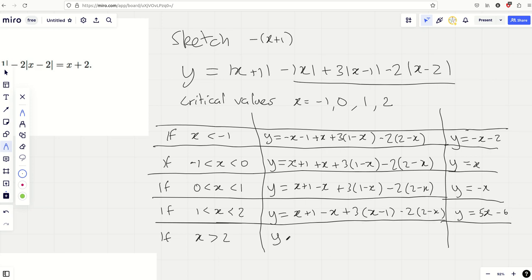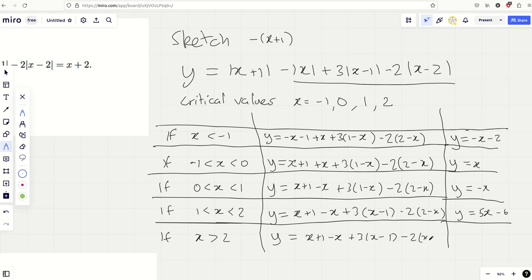And the last one, if x is bigger than 2, you can ignore the modulus sign here, can't you, because nothing's going to be negative. So it's just going to be x plus 1 minus x plus 3 times x minus 1, minus 2 I wrote there, that's a bit of a mistake.